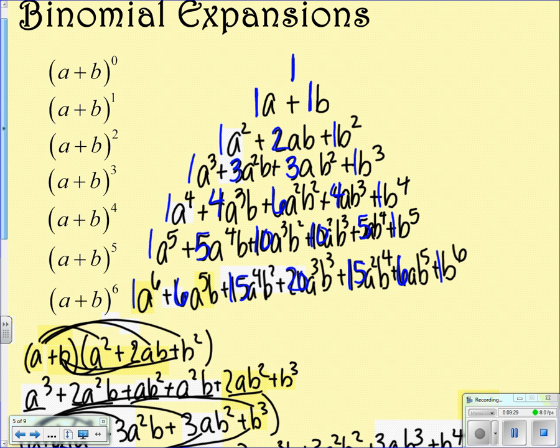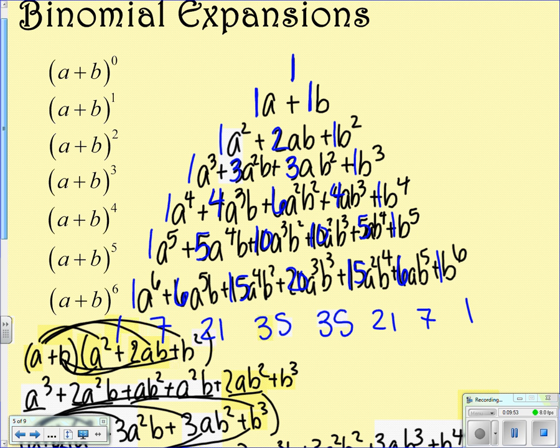Does anyone know possibly what the next line of coefficients would be? I'll give you a second to think about it. You can pause the video if you want. Okay, I'm about to tell you what they would be. It'd be 1, 7, 21, 35, 35, 21, 7, and 1. I hope maybe someone in here got it right.